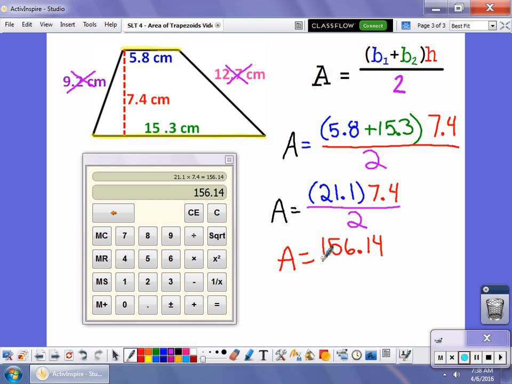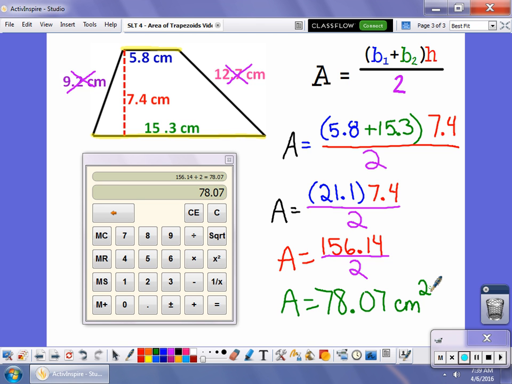Now we're almost done. Don't forget that would be an entire parallelogram. I just want a trapezoid. So I have to remember to go back and divide by 2. And I find my area is 78 700. And remember, that's going to be centimeters squared.